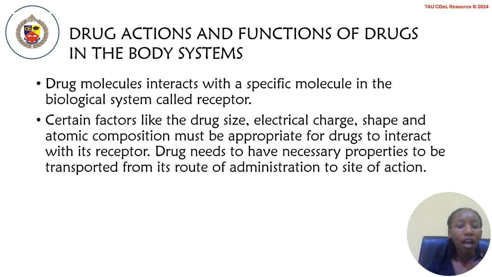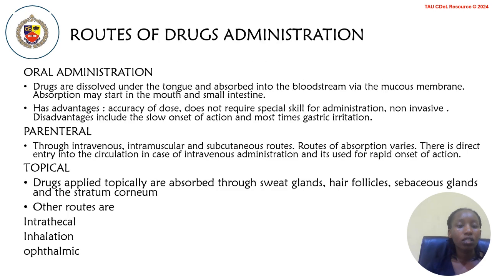Drug molecules interact with a specific molecule in the biological system, which is called the receptor. For a drug to act, certain factors like the drug size, the electrical charge, the shape, and the atomic composition must be appropriate for the drug to interact with its receptor. Drugs need to have their necessary properties for them to be transported from their site of administration to their site of action.